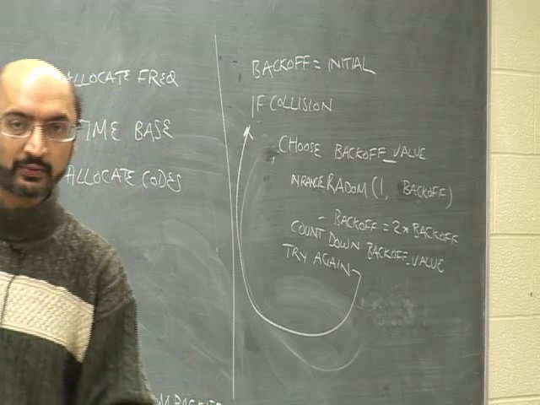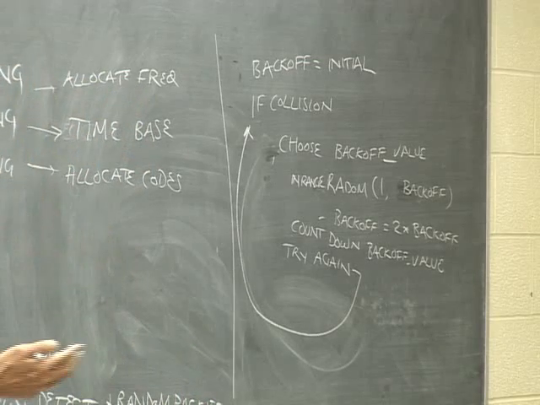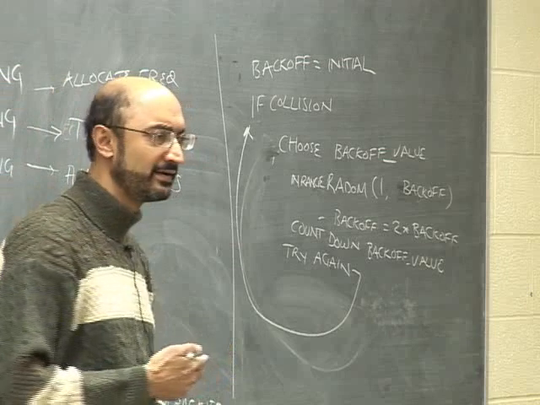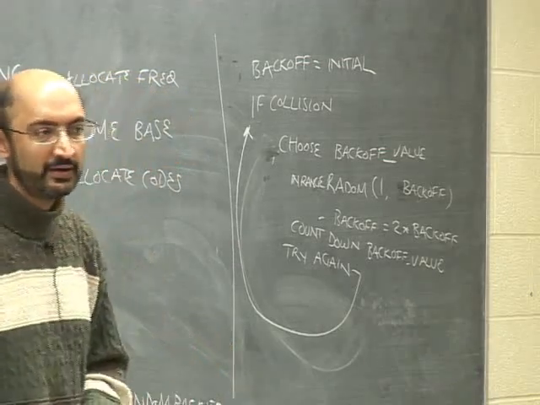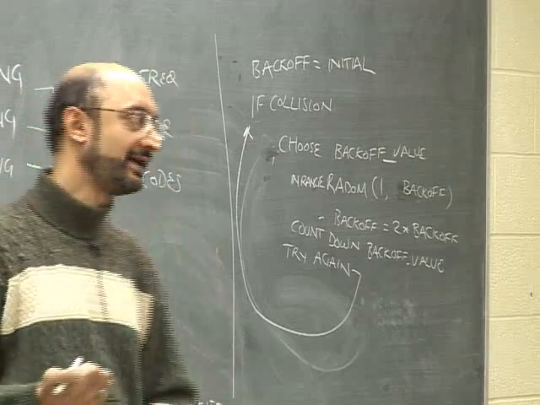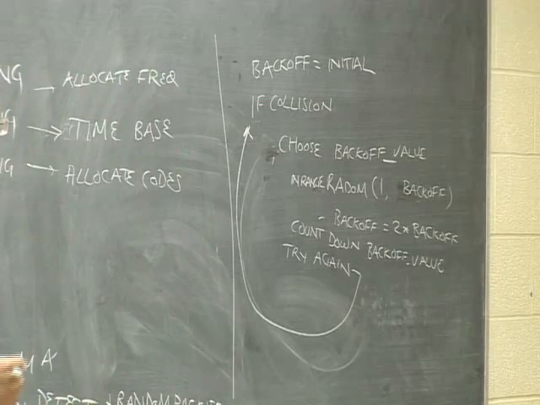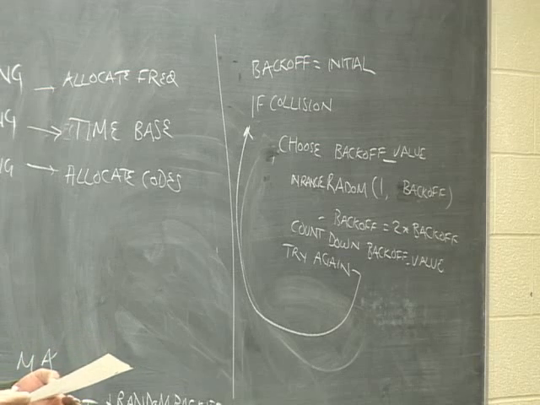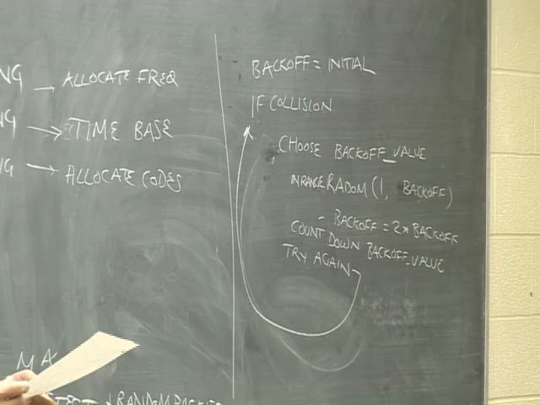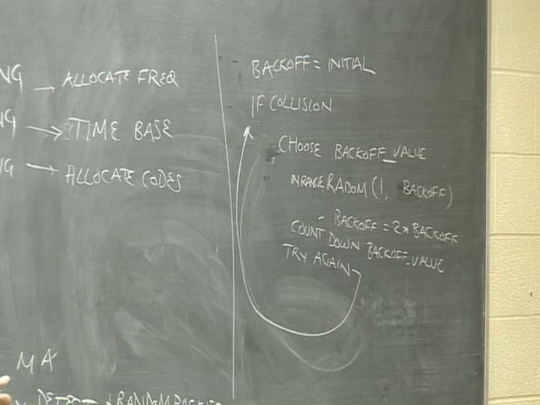Now, in the homework problem, I talk about what happens when you don't have collision sense, or what happens if you're a manufacturer and you turn off the carrier sense, what would happen then? It's worth thinking about that. That's what the homework is about, just to think about what would happen and how it would help or hurt you to do that. Okay, any questions about this so far?